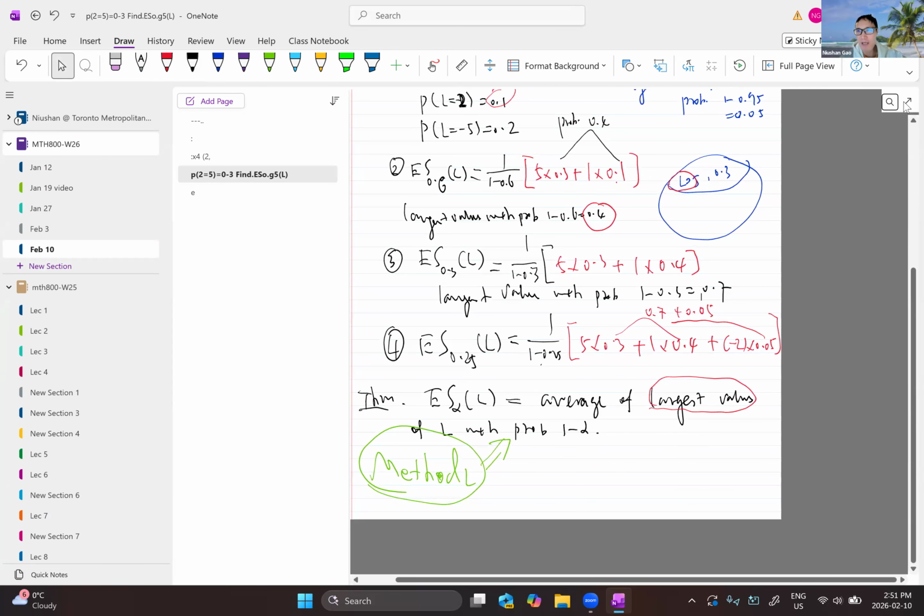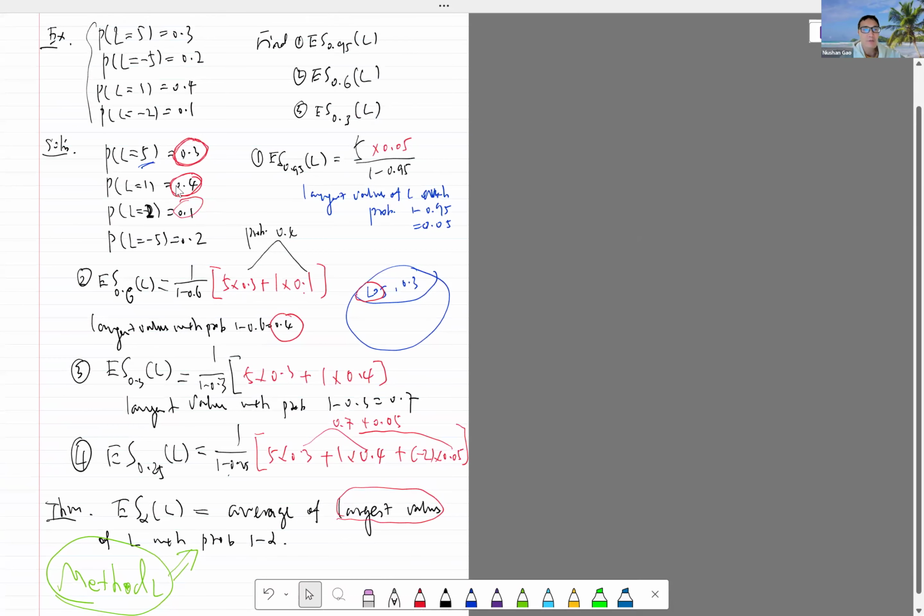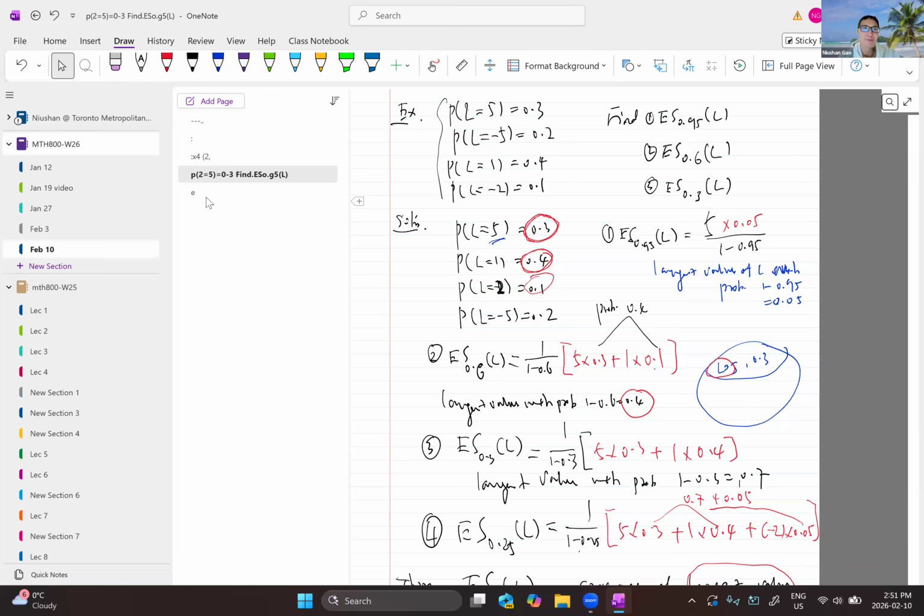Here you just consider the averages of the largest values. Average means averaged by their probabilities, not just adding them together. For example, for value 5, the probability is 0.3. You take value times probability, right? It's like expectation. What is expectation? Value times probability, added together. So here, we can connect it with this one.